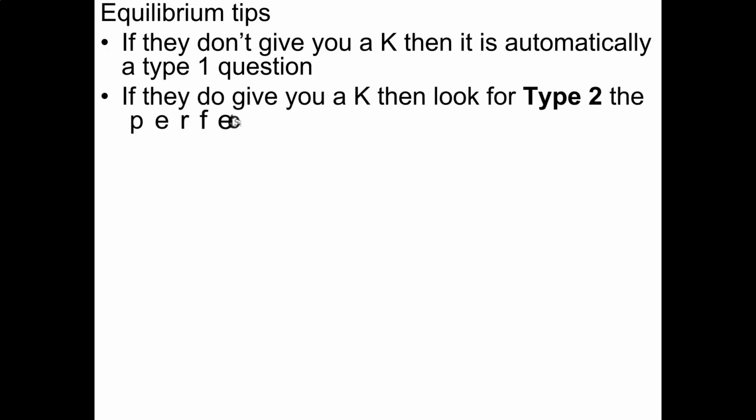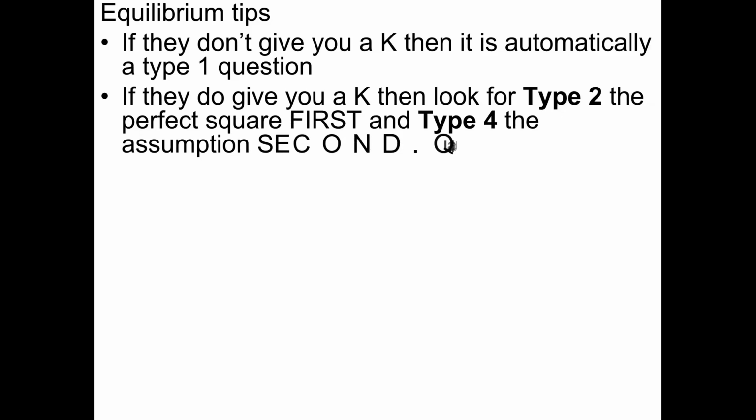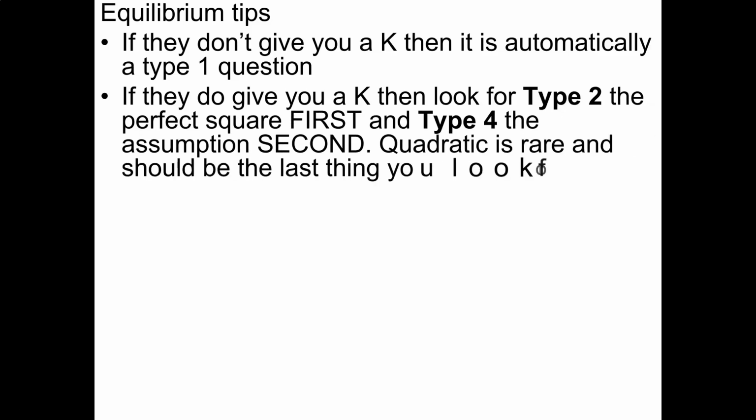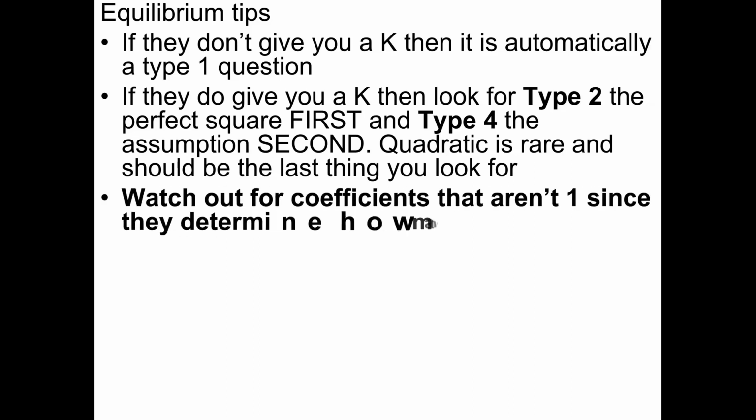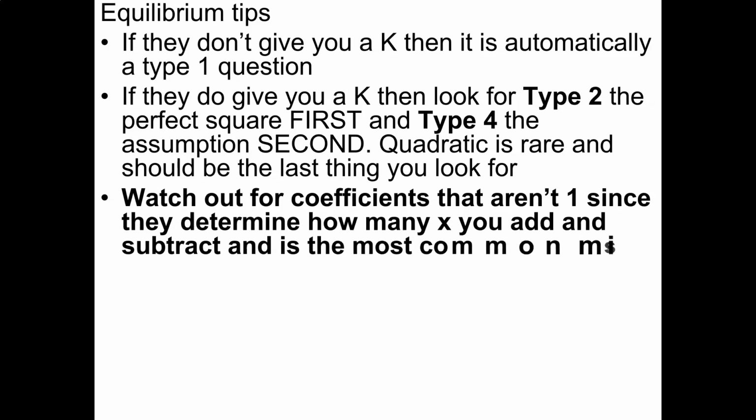If they do give you a K, look for type 2 first. That'll make your life easier. Then type 4. And if that doesn't work, you're screwed because of the quadratic. Sorry. But let's hope the assumption works because that would be really brutal for them to give that to you on the test. But it's possible. I just want to make that clear. It's possible. Watch out for coefficients that are not 1 since they determine how many x's you have and how many you add or subtract. What I keep on emphasizing over and over again.